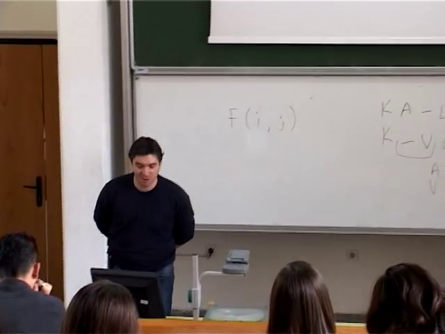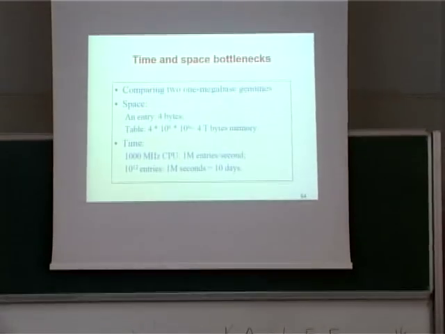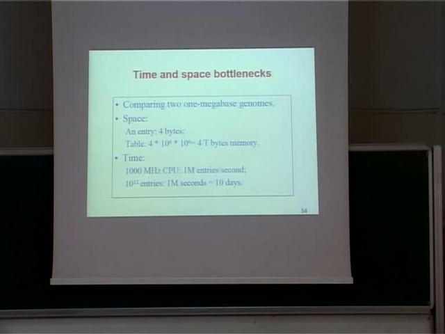These 2 one-megabase genomes mean 1 million nucleotides, 1 million base pairs. And do not forget the human genome has 3.2 billion letters. Okay, so this is 1 million, so the human genome is 3,200 times larger than one of these sequences we are comparing.